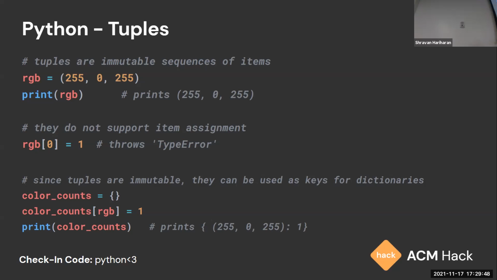So you can print that, but we can't change the value at index 0 to 1. That'll throw a type error because tuples are meant to be immutable. And we can have tuples as keys for dictionaries, like you see here. If we have color counts as a dictionary, this is an empty dictionary, then we could set the RGB as the key and equal to 1.